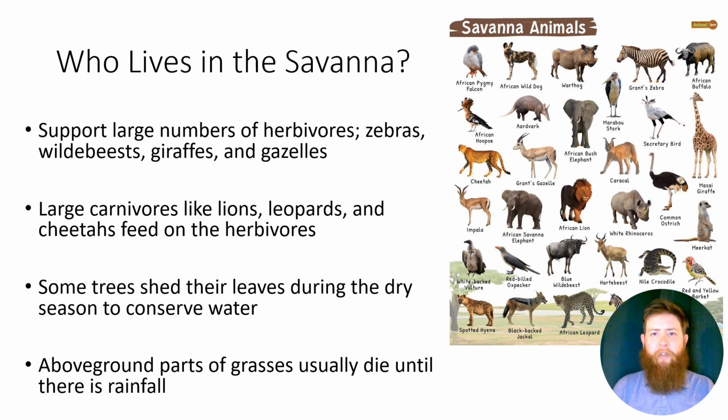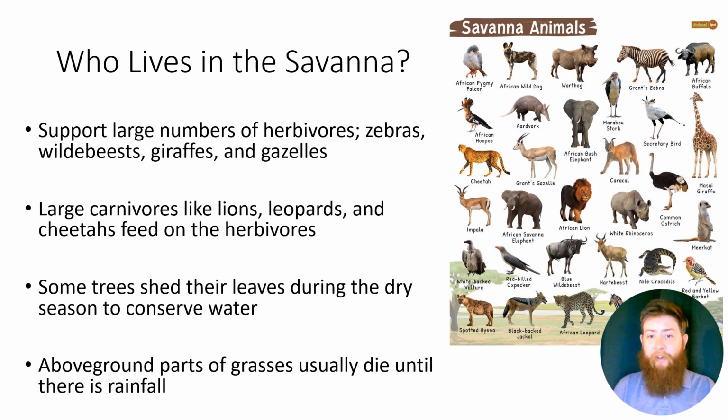So this large amount of grasses are able to support herbivores such as zebras, wildebeest, giraffes, gazelles, rhinoceroses, buffalo, all these good things. And then carnivores like cheetahs and lions and leopards will feed on these herbivores, all this food.